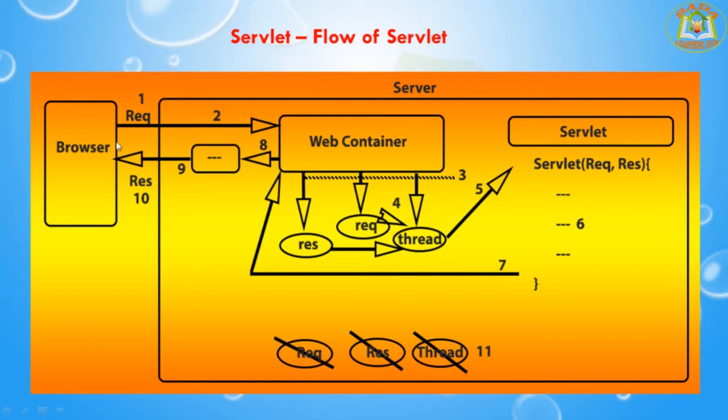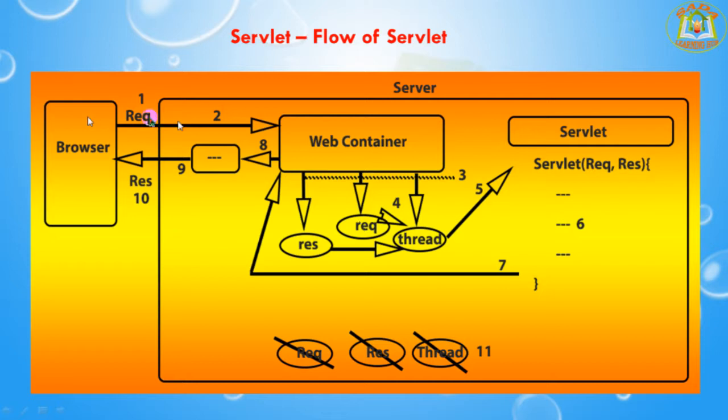See here, this is the browser, nothing but a client application. Now I am raising a request to a particular web application. It reaches the server. After reaching the server, the request is redirected to a particular web container. Now my request has reached the web container. After that, the container creates one request object, one response object and one thread object for the given request.